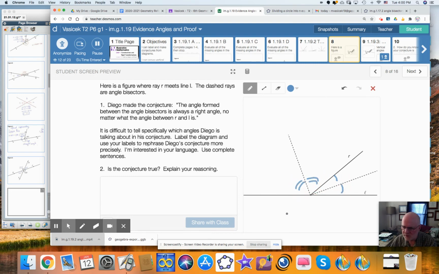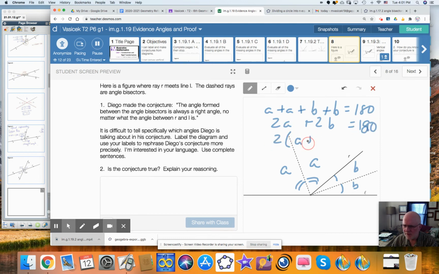I'll strike 2 arcs here for this side. So this is A, this is A, this is B, this is B. When you add them together, you get 2A plus 2B is equal to 180. That is, 2 times A plus B is equal to 180. So what is A plus B going to equal?